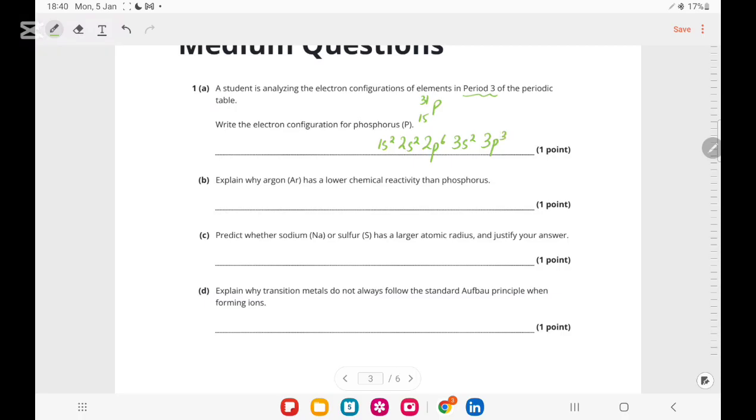Now they are saying why argon has a lower chemical reactivity than phosphorus. Argon has atomic number 18. It is 1s2, 2s2, 2p6, 3s2 and then 3p6. You can see the p subshell of argon is completely filled.